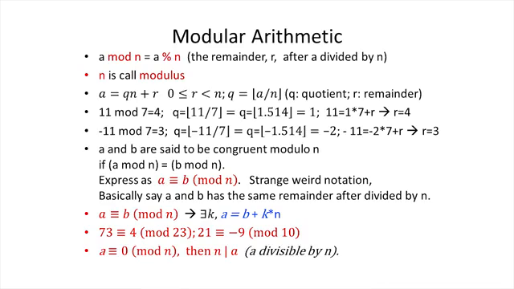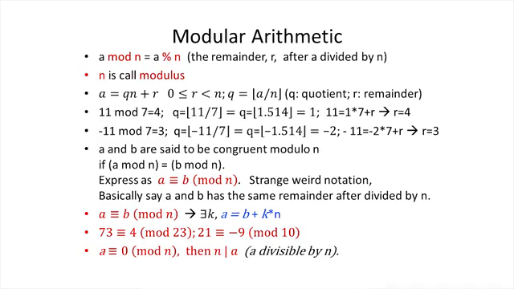Same for minus 11 mod 7 equals 3. It's kind of tricky in the sense that here we have a negative number. First, we compute the quotient q to be the floor function of minus 11 divided by 7, which is minus 1.514, which is the largest integer smaller than minus 1.514. It is minus 2. With minus 11 equal to minus 2 times 7 plus r, we can derive r equal to 3.